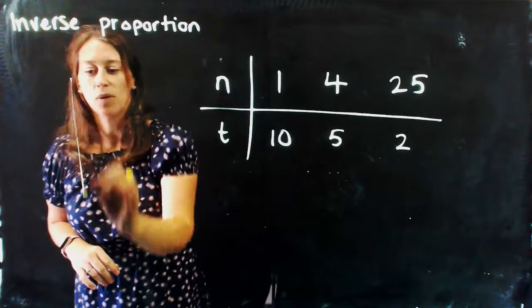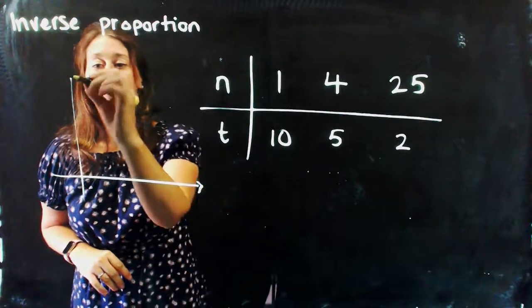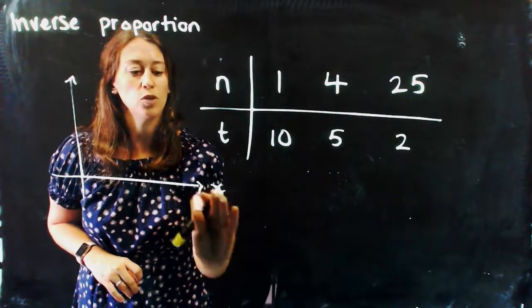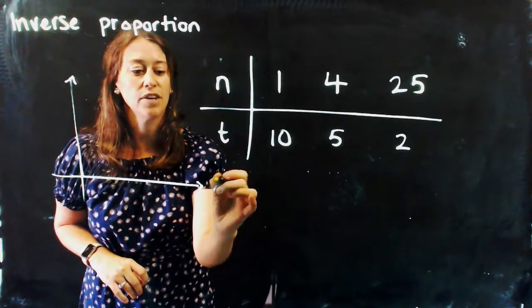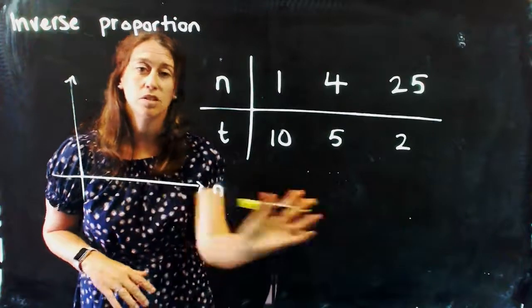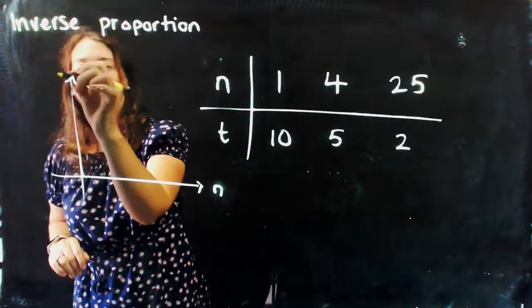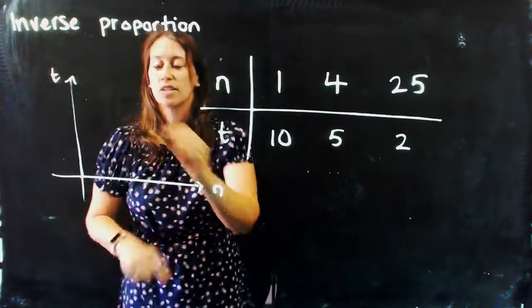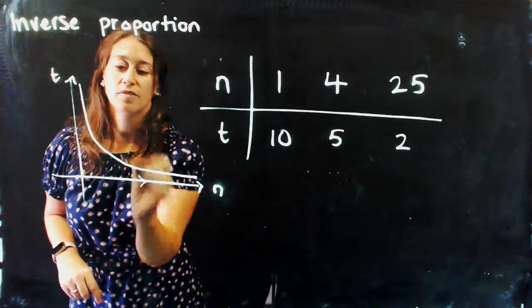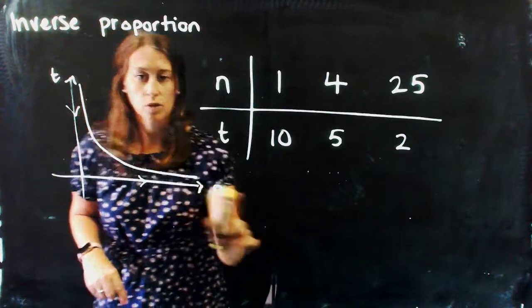It's a relationship. Now, when I graph this, if you're familiar with the reciprocal function or the hyperbola function, you will recognize that graph. So I'm just going to have n along the bottom, because that's the number of builders, that's our independent variable, and the time taken will decrease. And the graph actually looks like this. As one increases, the other decreases as it comes down.